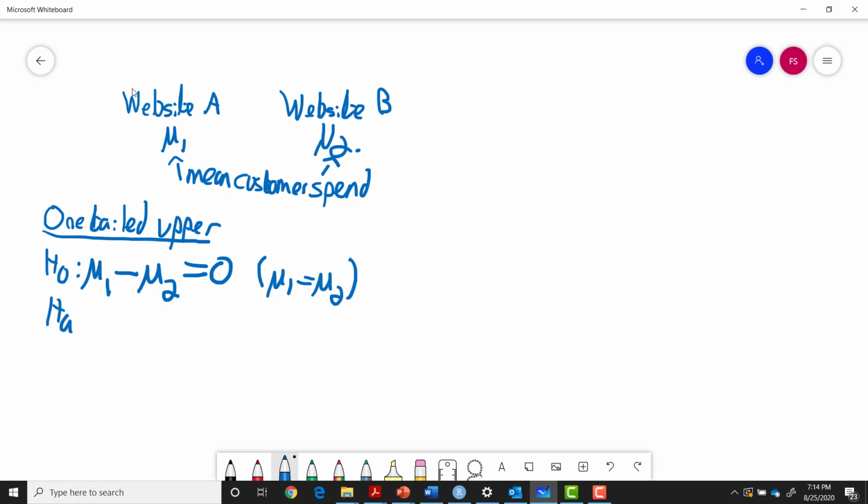Or we could actually do mu1 minus mu2 is greater than 0. Now just think about it, and this confuses people sometimes. What exactly does that mean? Well, we just put the mu2 to the other side, and that just means that mu1 is greater than mu2. So we're saying, hey, website 1 has greater revenue than website 2. Okay, so we can then do the one tail lower.